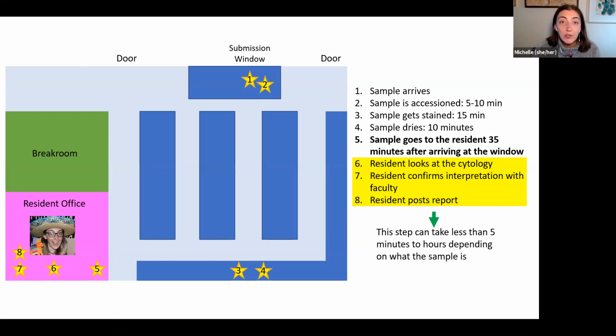I may be able to give you some very preliminary verbal information, but just be aware, this was if there's nothing else going on in the lab. It even just takes me 35 minutes to get the sample. So that's why if you turn in the slides and then come check back 10 minutes later and ask me what it is, I cannot tell you.